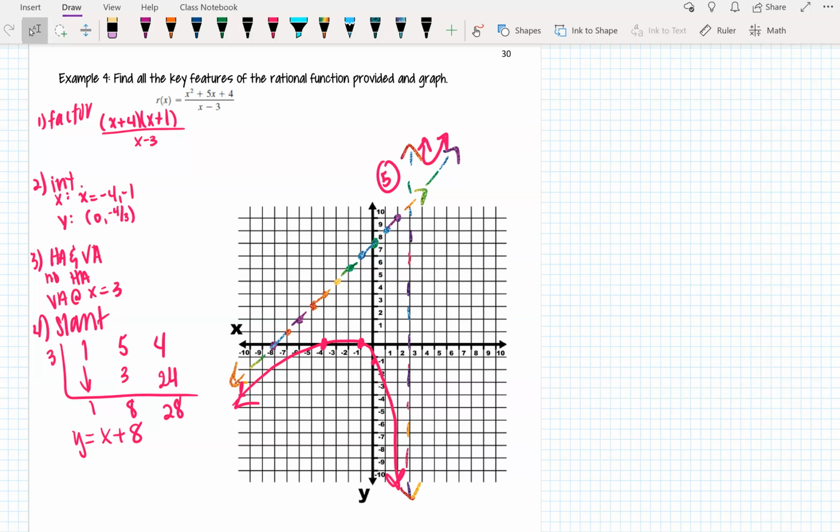All right, so here's example 4. It factors to x plus 4 times x plus 1 all over x minus 3. Intercepts are -4 and -1. Y-intercept is (0, -4/3). No horizontal asymptote, which means you have a slant. Vertical asymptote at x equals 3. And then you do the synthetic division for the slant asymptote using the bottom, x minus 3. You end up with the line y equals x plus 8.